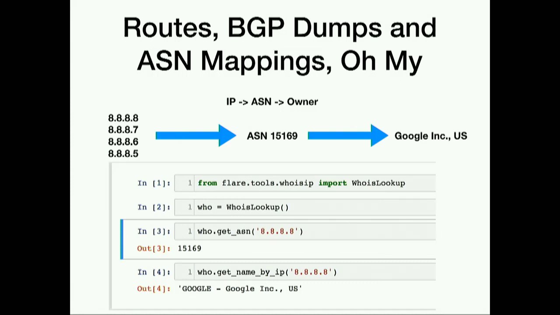That is conveniently inside of Flare. I take routes and BGP dumps that are publicly available, and I also take ASN mappings that are publicly available, and then just join those and make it a convenience function. So you can just pass in an IP address and get the ASN number, or get the person who owns that IP space. In this example, we're doing 8.8.8.8 because everybody knows what that is, and you can see that Google owns that IP space.